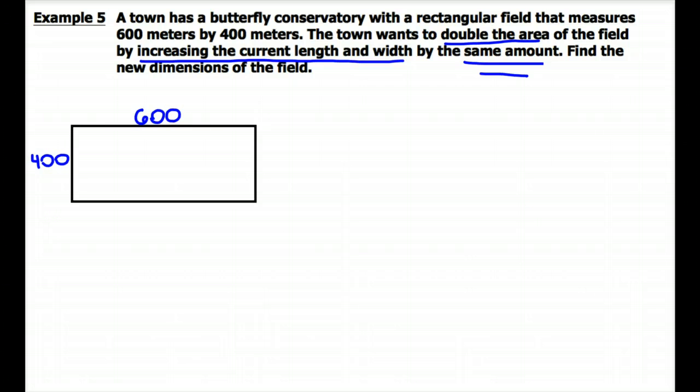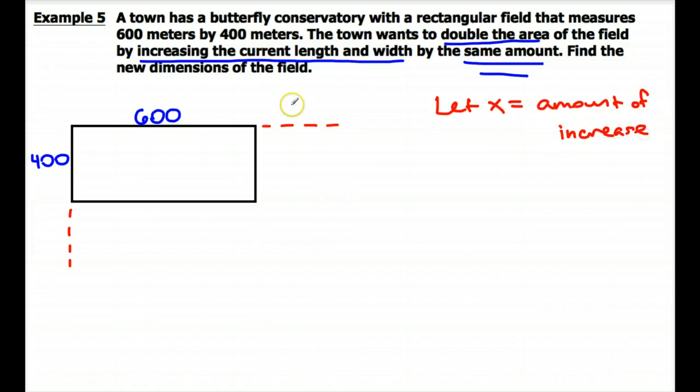We want to increase the length of this field by some amount, and we want to increase the width by that same amount. So I'm going to say let x equal the amount of increase. That's the amount I want to add to both the length and the width. So we're adding x here and x here, and that's supposed to give us a new field that is this size, and the area of this field should now be doubled compared to our original field here. Okay, we should now have double the area.